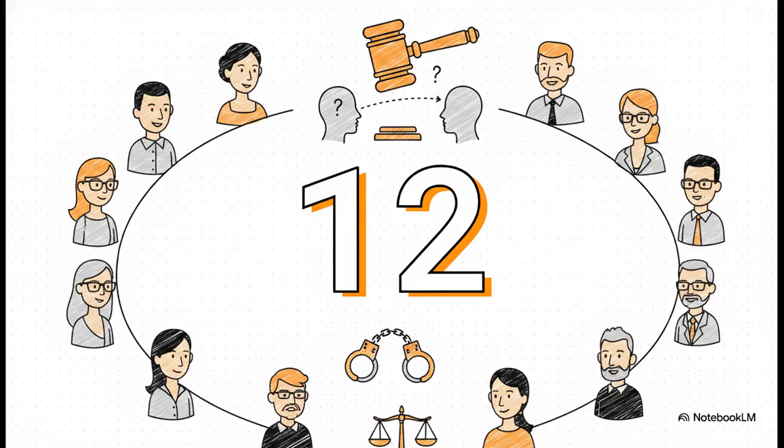Speaking of juries, here's a wild fact for you. To reach a verdict in a U.S. federal criminal trial, you need exactly 12 citizens on the jury to unanimously agree. Just imagine trying to get 12 complete strangers in a room to agree on absolutely anything, let alone someone's freedom. It's pretty amazing that it works at all.